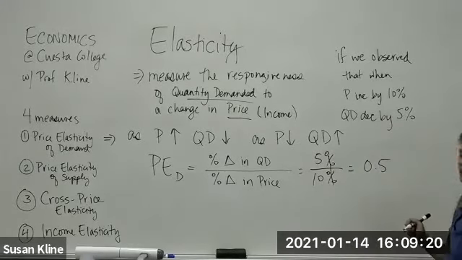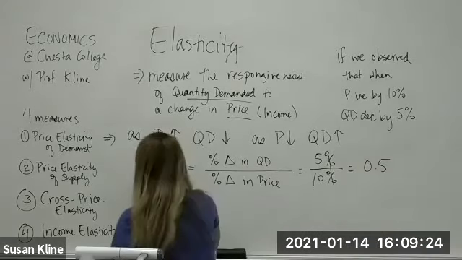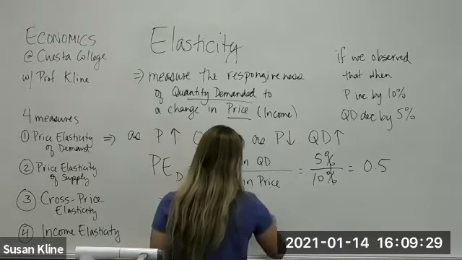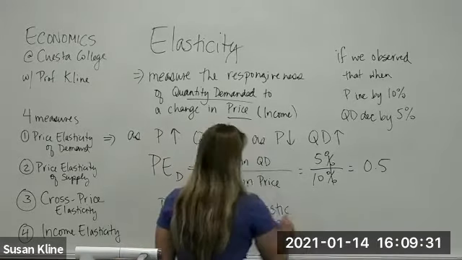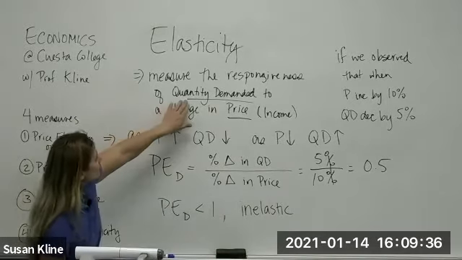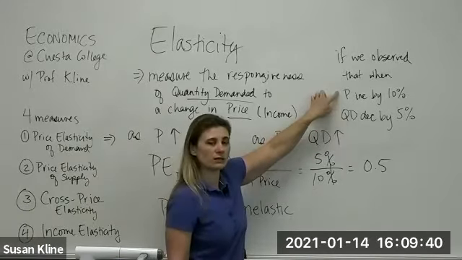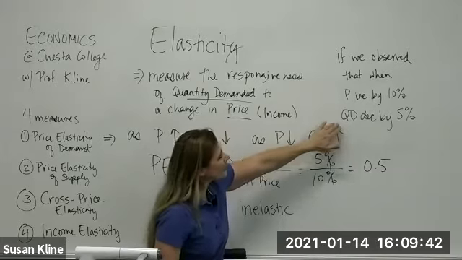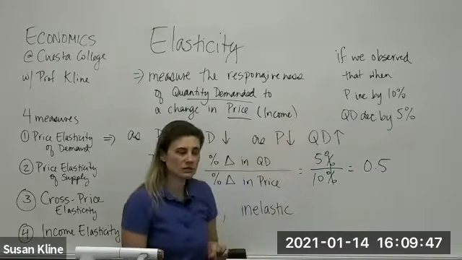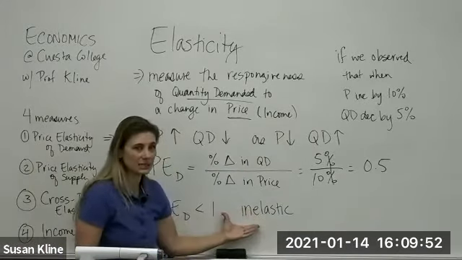When we're looking at price elasticity of demand, a price elasticity less than 1 is called inelastic, right? Or thinking about this another way, coming back to our definition, the quantity demanded is not very responsive to a change in price. The quantity demanded is inelastic. It does not change very much when the price changes, right? And so that's why if it's less than 1, it's inelastic.